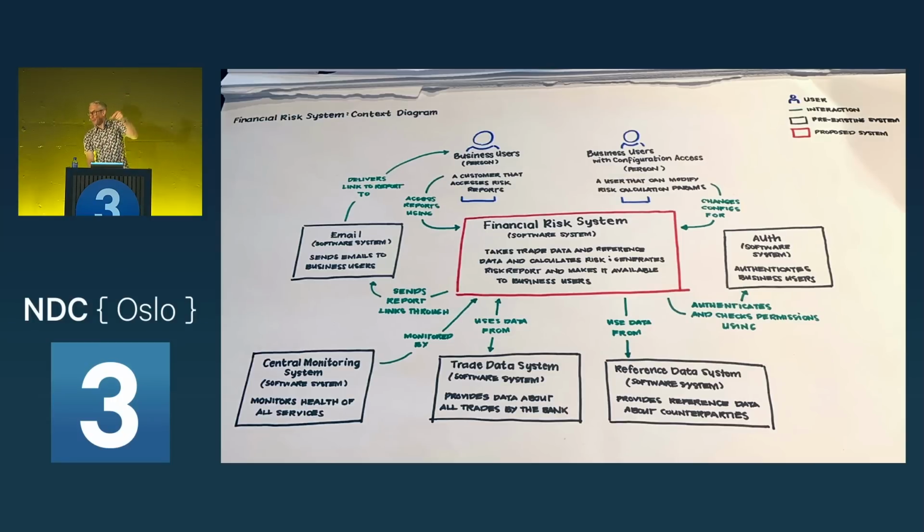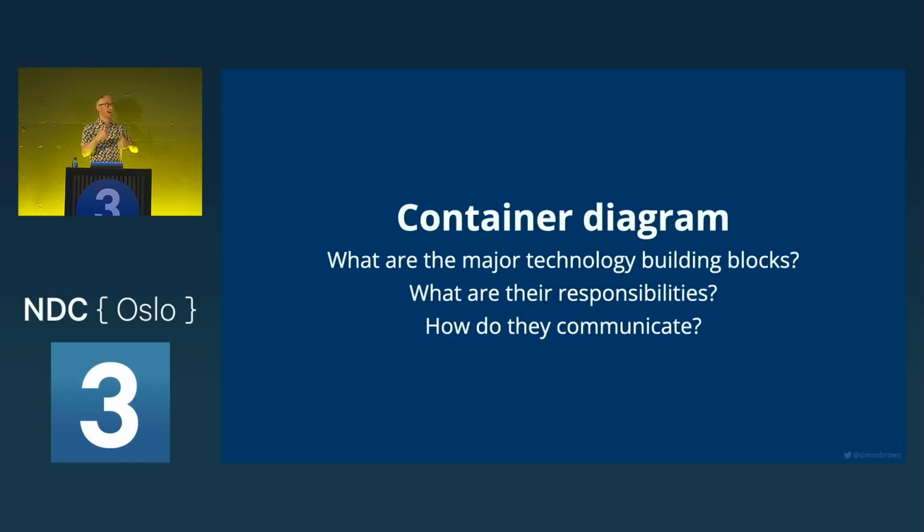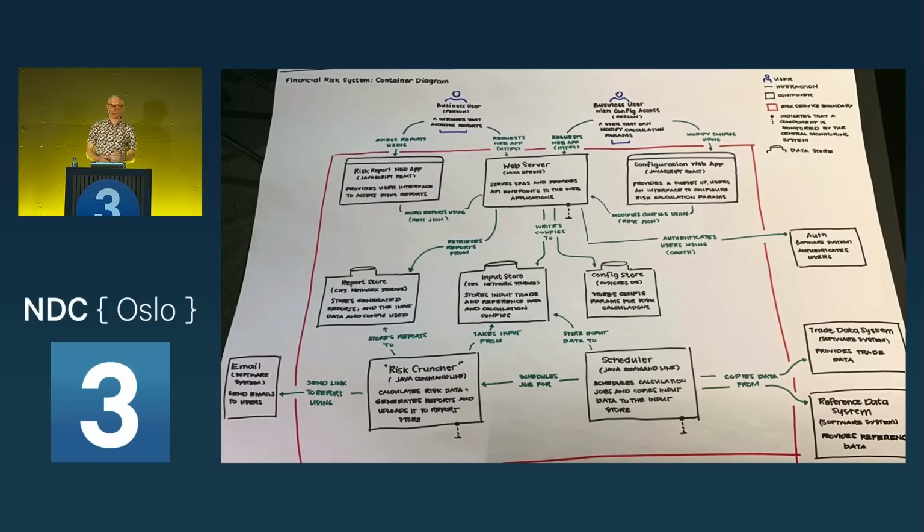As developers, we want more detail, so now we can do the pinch to zoom movement, and we can drop down to level 2 and draw a container diagram. This is a different set of questions, essentially, because it's a different diagram showing different things. So the questions are, what are the major technology building blocks? In other words, what are the applications and data stores that make up this thing that we're building? What are the responsibilities of those applications and data stores, and how do they communicate? Answer those questions, and you can draft up something like a container diagram.